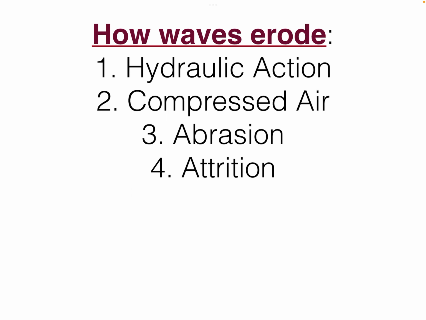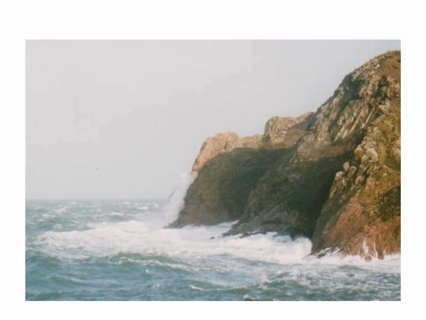The processes of how do the waves actually erode the rock along the coastline? Well, they erode it through hydraulic action, compressed air, abrasion, attrition. So if I just go to that picture there that you can see in front of you, what is hydraulic action? It's so simple. As the waves crash against the coastline, the force of the waves hitting off of the rock knocks off chunks and pieces of rock. So that's erosion.